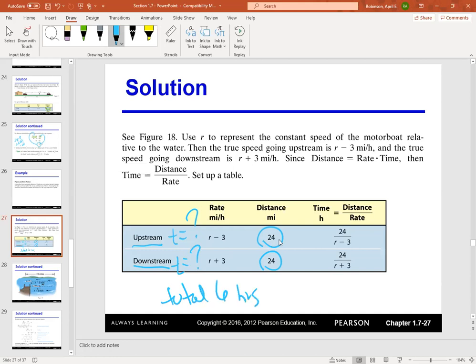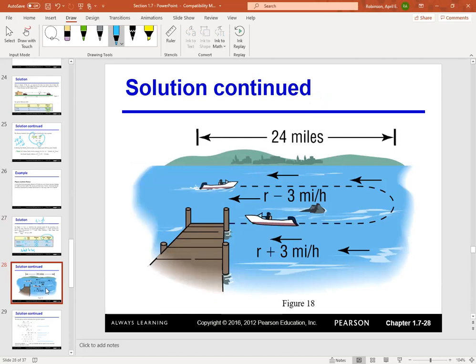So you're going to use the fact that time is the same thing as distance divided by rate. And that's what they're doing right here. They took the 24 miles, which is its distance, and divided it by the r minus 3, because that would be the rate going upstream. And then they took the 24 miles, which is the same distance going downstream, but the rate going downstream is r plus 3. And here's a lovely picture.